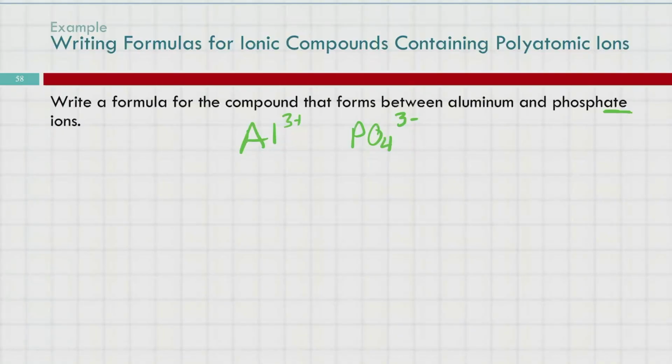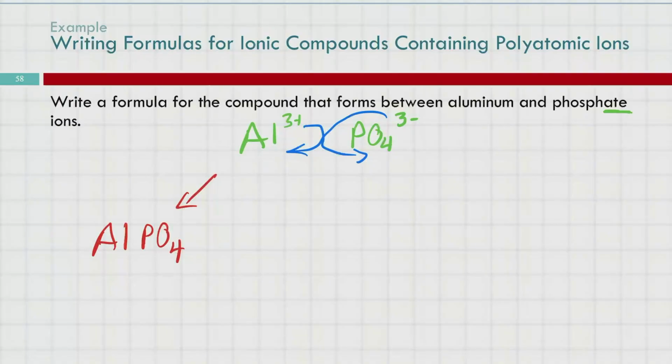Now we've got a choice. We can look and see that we've got a 3+ and a 3-, and those go together in a 1-to-1, and you can just combine them. So one option is just straight to AlPO4, and that works. That's great. Love it. Or we can crisscross.